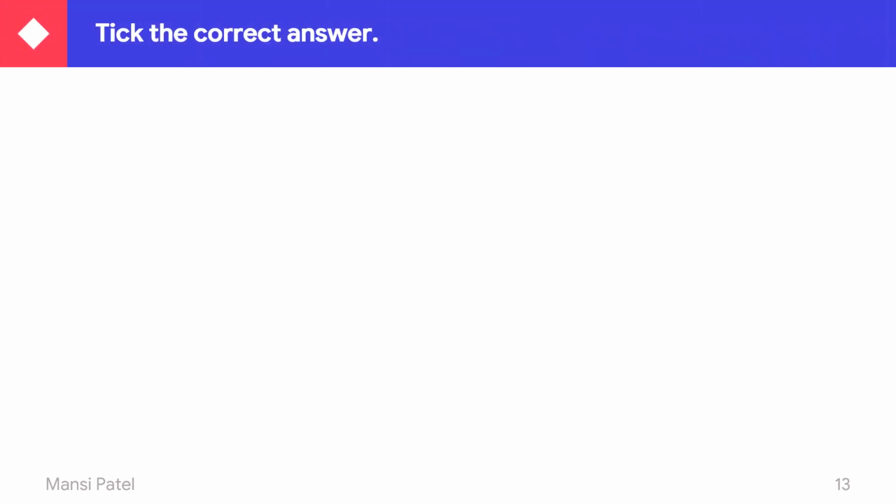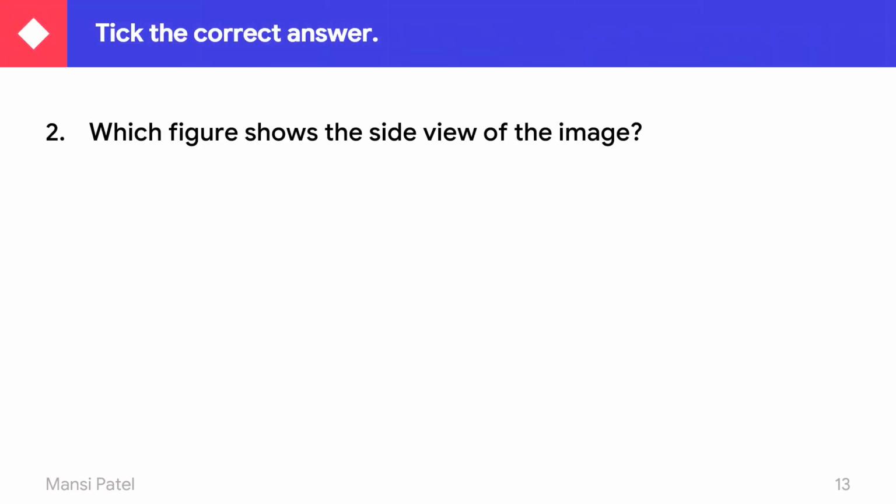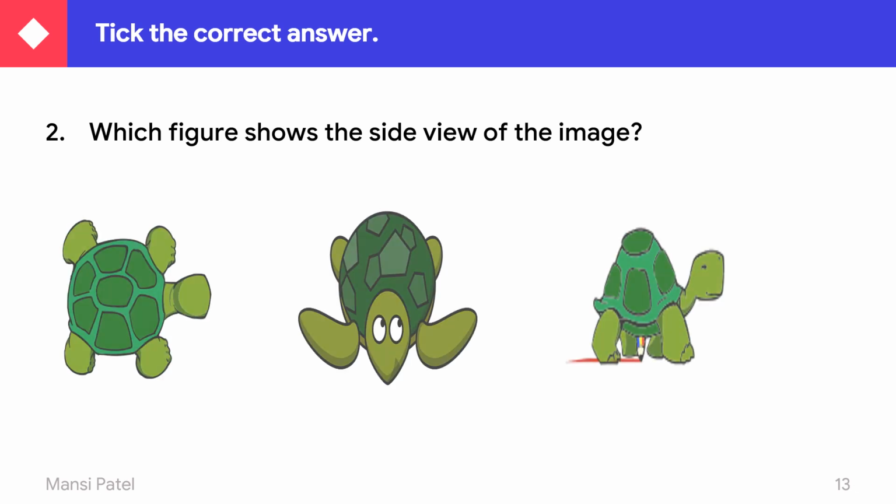Now the second question, pick the correct answer. Which figure shows the side view of the image? Here also I am giving the same picture to you, and you have to decide which figure shows the side view. So first is the top view, second is the front view, and third is the side view. So your answer is third.